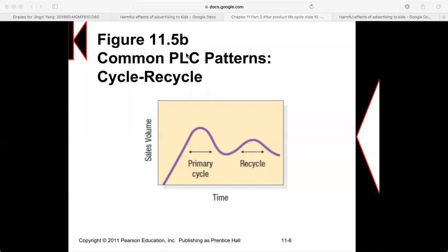For the next figure, 11.5b, it is another common PLC pattern called cycle-recycle. A good example of cycle-recycle is a pharmaceutical company. When a pharmaceutical company tries to promote a new drug, it becomes very aggressive in pushing the new drug to the market. In the first cycle, you can see a rapid growth. Later on, sales decline until another promotion pushes a second cycle for the new drug.